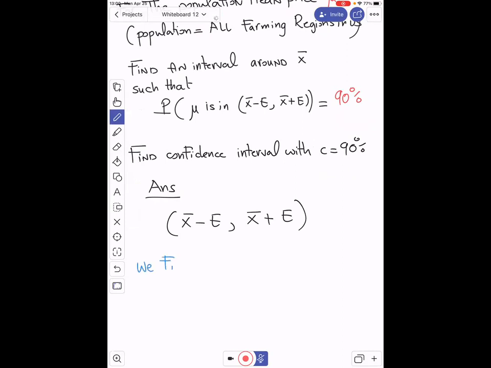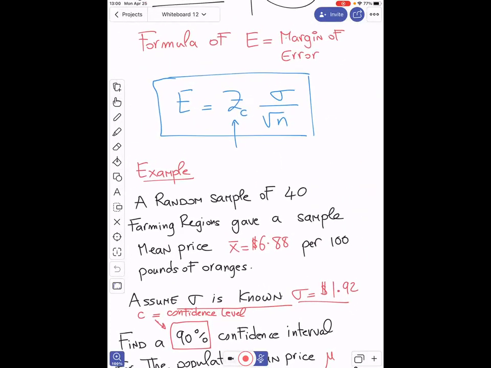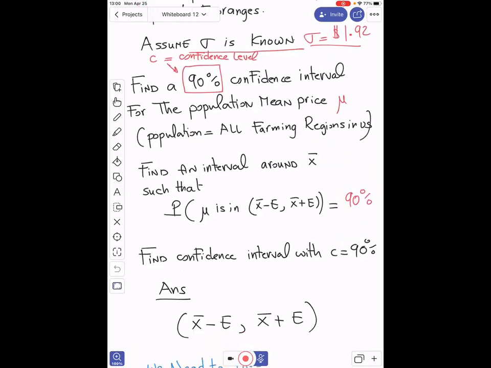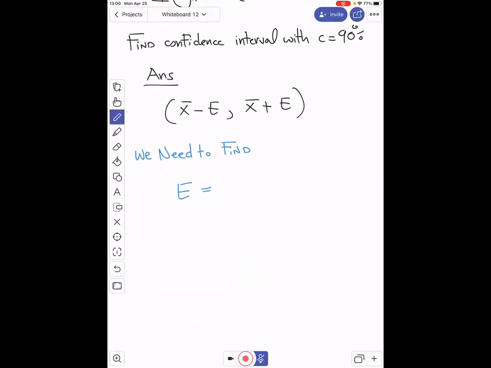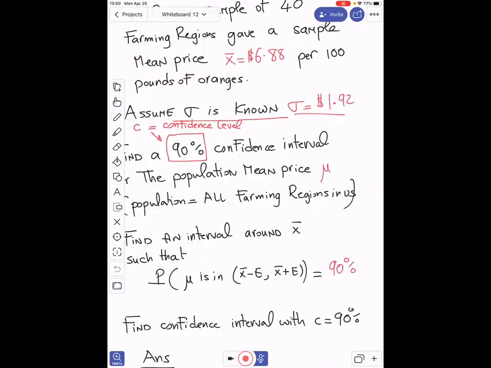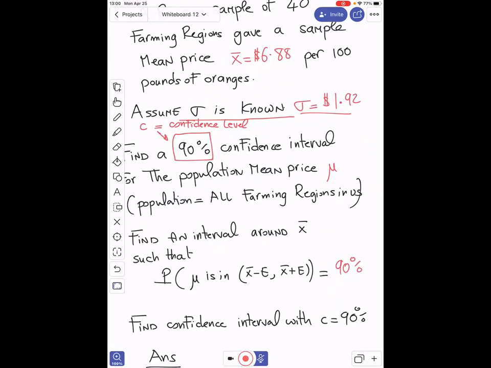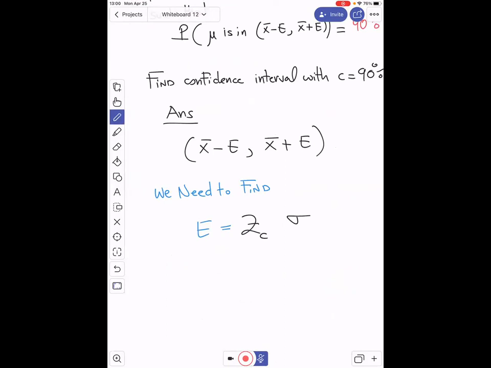Now what's E? The margin of error, we said, is the critical value Z subscript C, times sigma over square root of N. So this margin of error E is the critical value of C times sigma over square root of N.